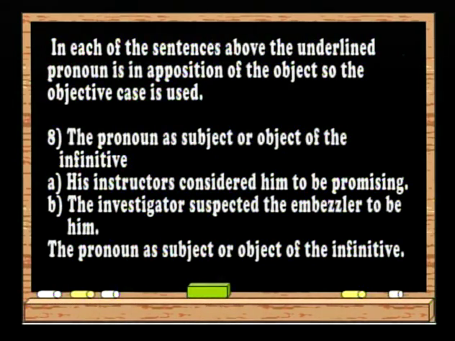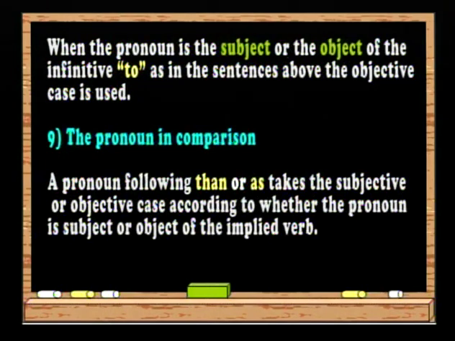The pronoun as subject or object of the infinitive. His instructors considered him to be promising. The investigator suspected the embezzler to be him. When the pronoun is a subject or object of the infinitive, to, as in the sentences above, the objective case is used.